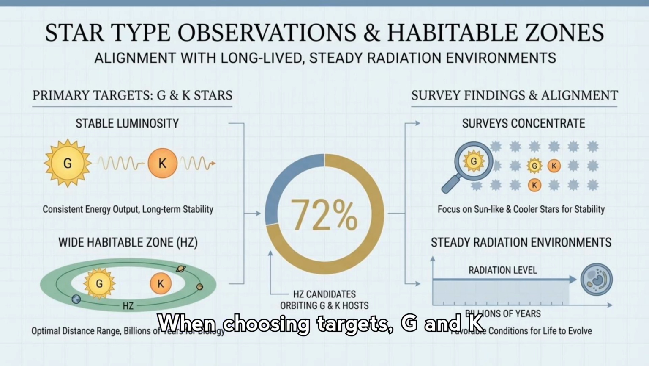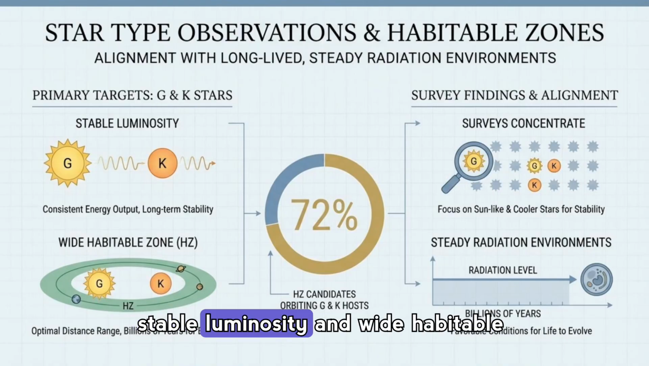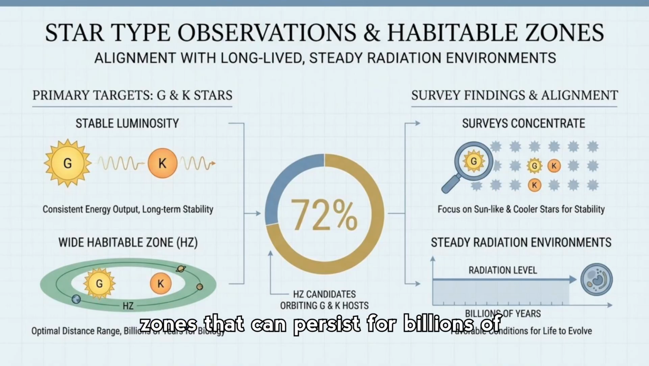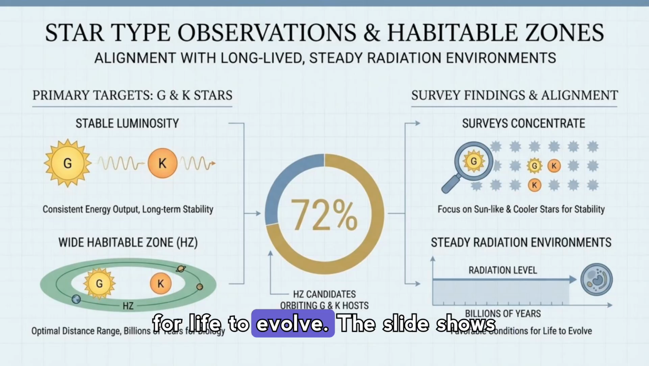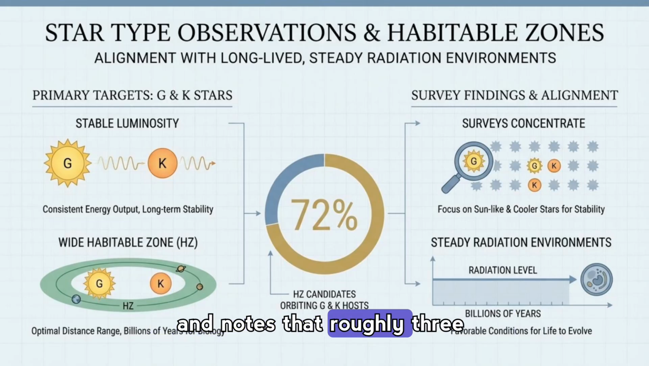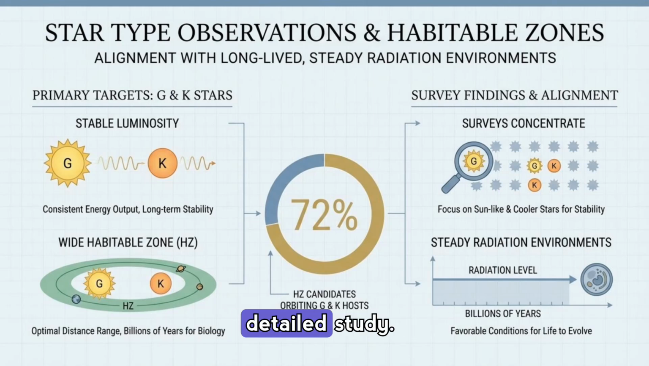galaxy. When choosing targets, G and K stars stand out because they offer stable luminosity and wide habitable zones that can persist for billions of years, providing favorable conditions for life to evolve. The slide shows survey alignment with these stars and notes that roughly 3/4 of habitable zone candidates orbit G or K hosts, making them priority targets for detailed study.